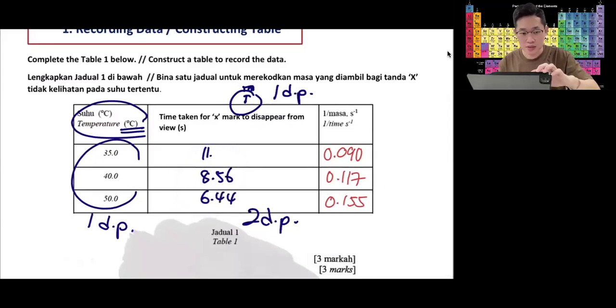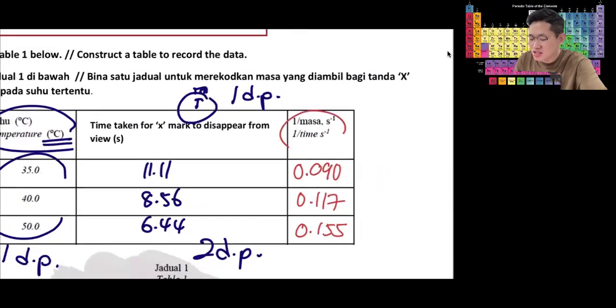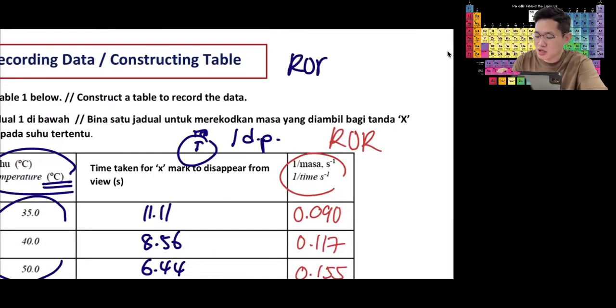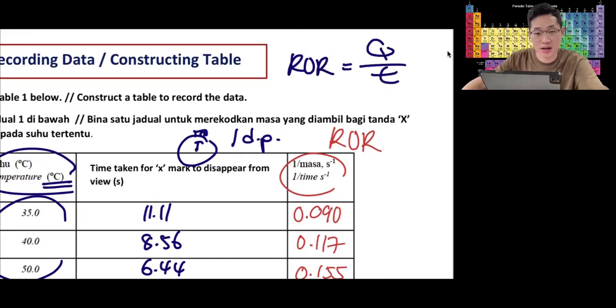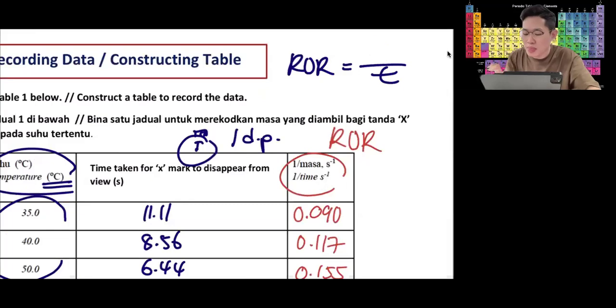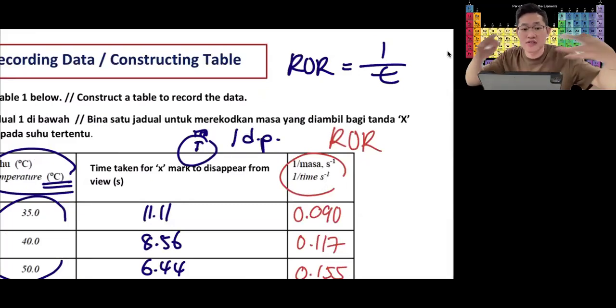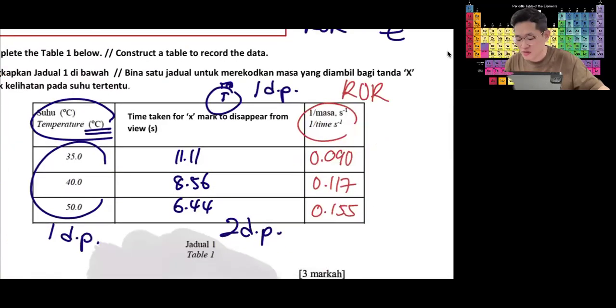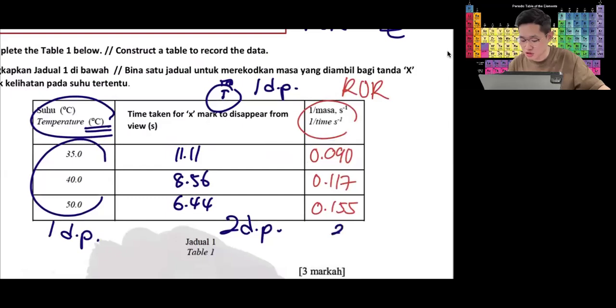And then they might ask you to calculate 1 over time. What is 1 over time? 1 over time here is actually the rate of reaction. In class, we keep on saying rate of reaction is quantity divided by time. But in this experiment, we can't find the exact quantity, like how much precipitate has been produced to cover the X mark. So we can only use 1 as a standard for all the experiments. We use 1 and then divide by time. This is the value that I got when I use 1 to divide 11.11, and I give 3 decimal places.